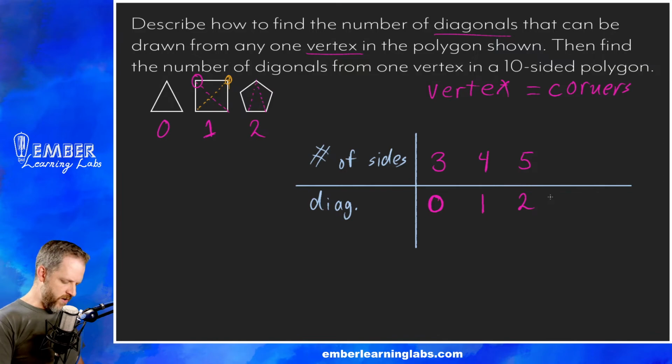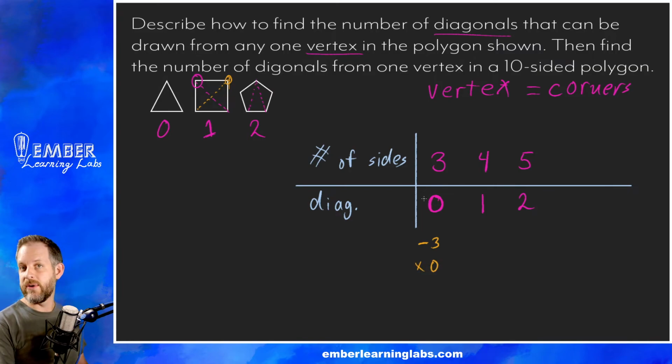So now let's see if we can walk through those and figure out what kind of rule we're going to build off of that. So if we're going to go from 3 to 0, we could subtract 3, right? 3 minus 3 is 0, right? So we could subtract 3. Or we could multiply times 0, right? Because 3 times 0 is 0. All right, so that's that.